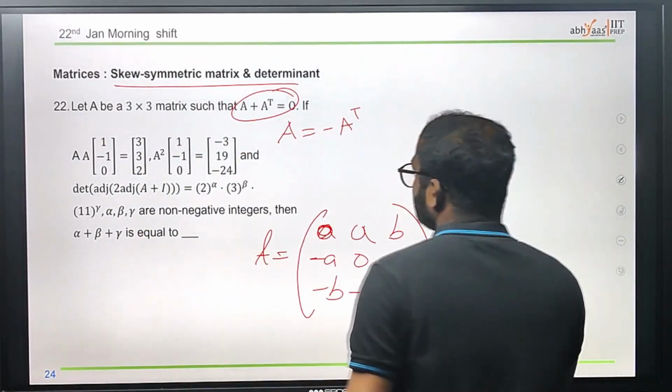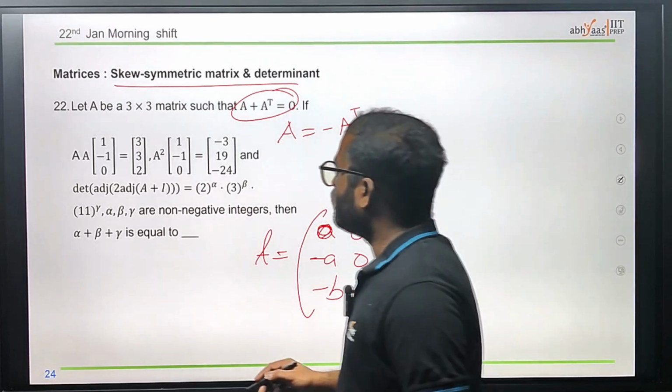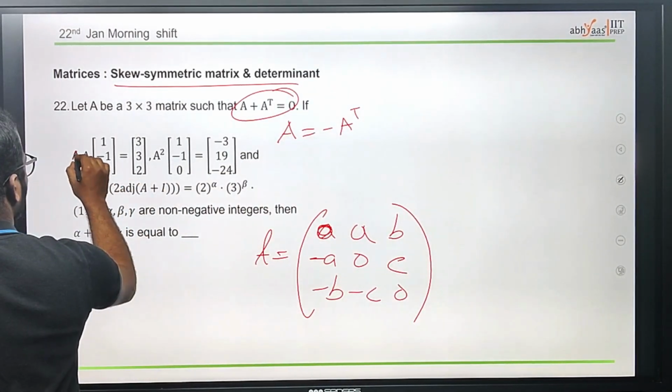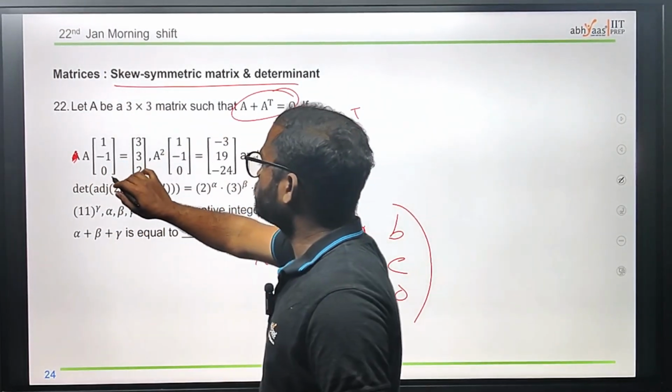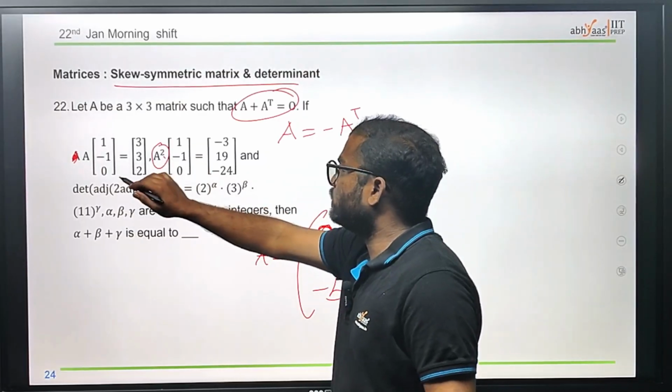Now by using this we can solve this one. If we observe that here we have A of 1, minus 1, 0, and A square. They have given this information.